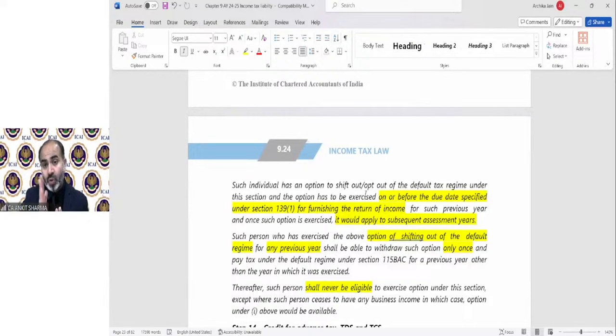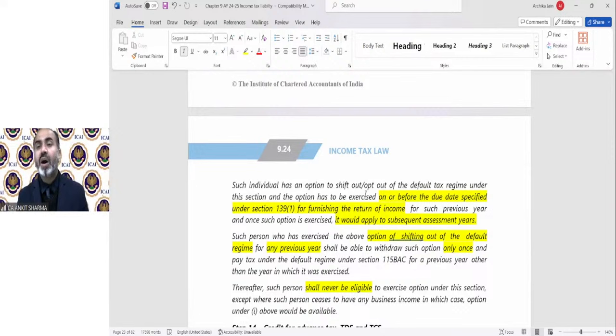If you want to opt out of the scheme, then you have to choose this option on or before the due date under section 139(1). That was 31st of July or 31st of October or 30th of November for such previous year. And once such option is exercised, it would apply to subsequent assessment years. So if you choose to opt out of section 115BAC, then that opt-out provision needs to be applied every year. But such a person will get the advantage to again come into section 115BAC only once.